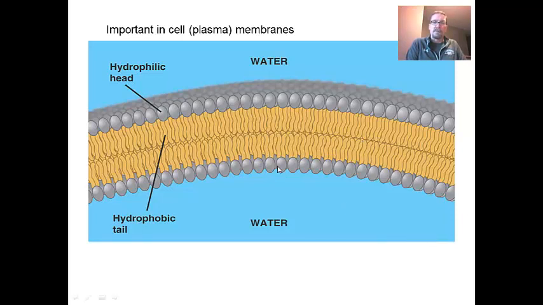Here's your plasma membrane, or example of a plasma membrane. Spontaneously, these phospholipids will do that in water. That allows them to be semi-permeable and controls what goes in and out of your cell.